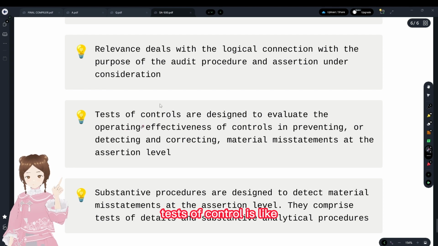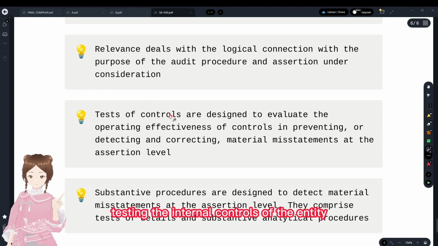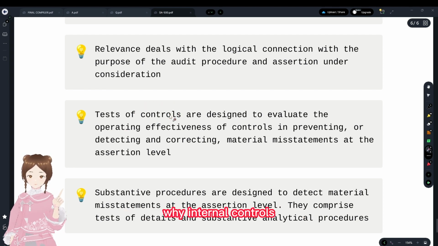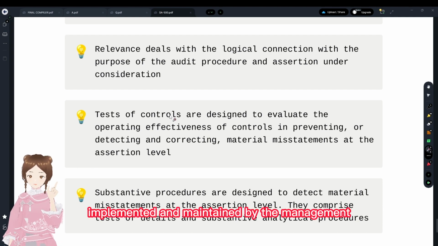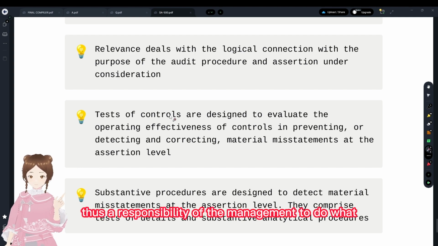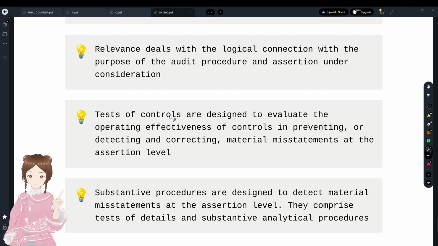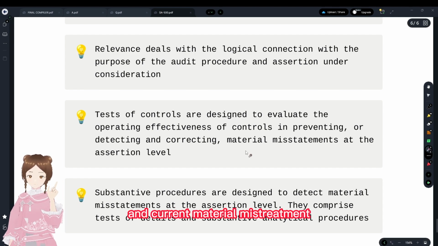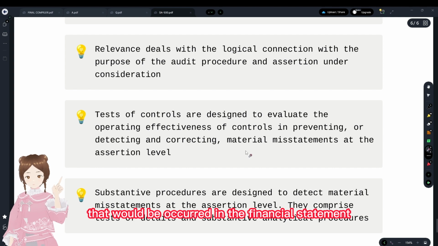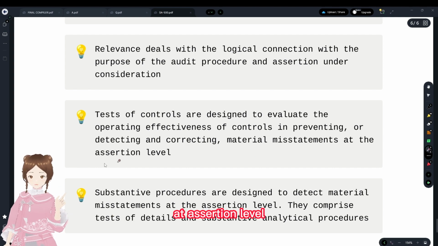Tests of control is like testing the internal controls of the entity. Why internal controls? Internal controls are controls that were designed, implemented, and maintained by the management. That's the responsibility of the management to do what? To prevent, detect, and correct material misstatement that could occur in the financial statements at assertion level.